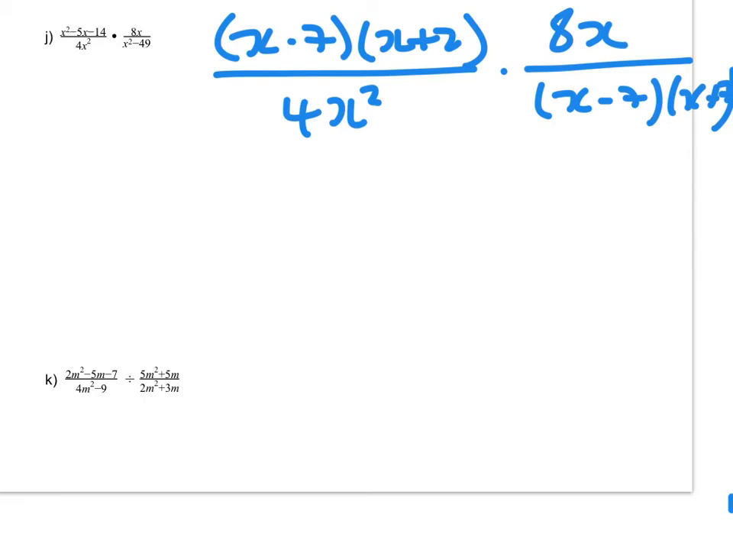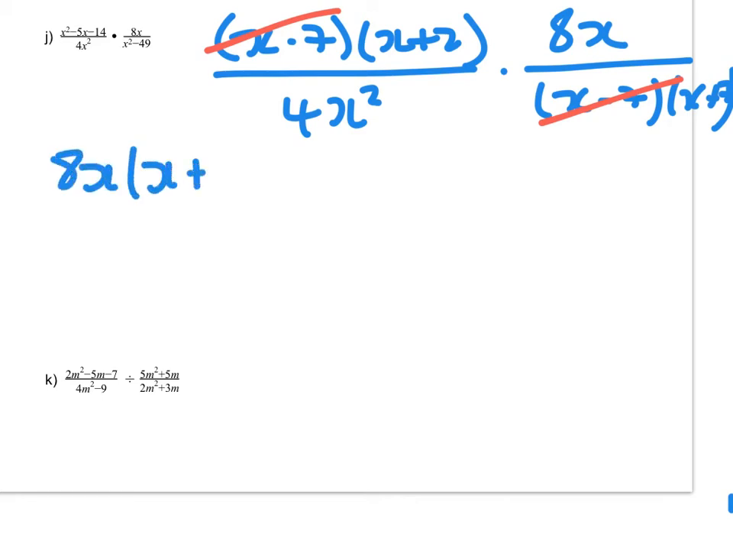Is there anything that we see straight away that's a factor the whole way across? So look, on the top the factors are x minus 7, x plus 2, 8x. On the bottom you have 4x squared, x minus 7, x plus 7. There's one standout factor in common: it's the x minus 7. It's on the top and the bottom, so we can cross it out. So now let's see what we've got left.